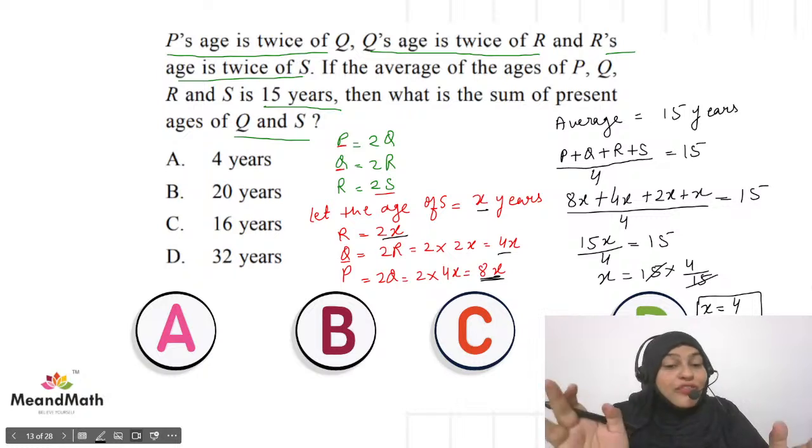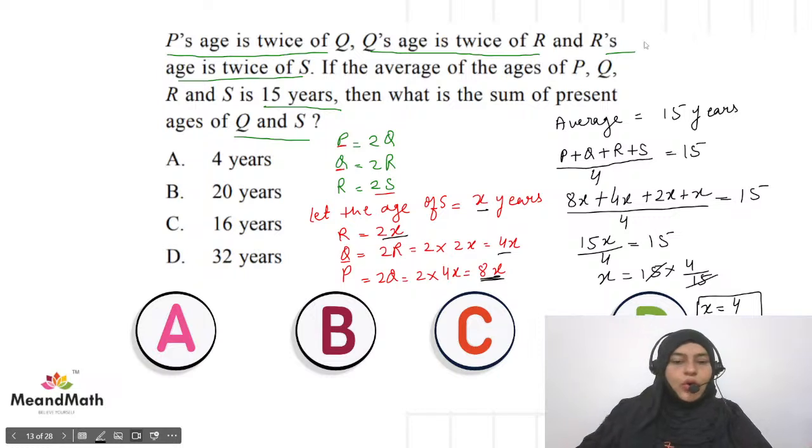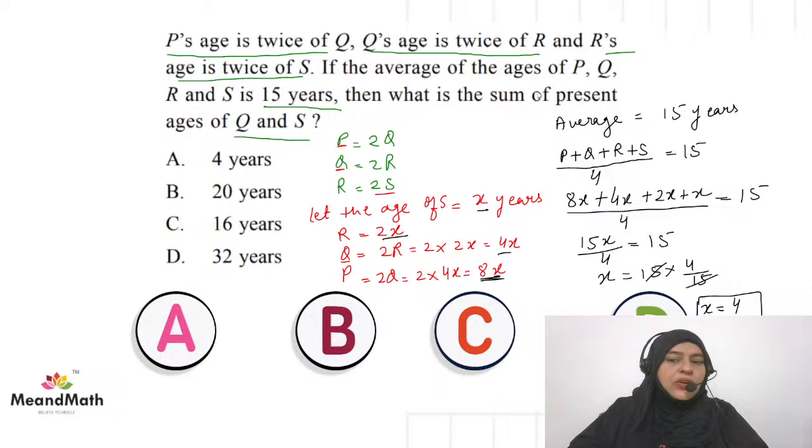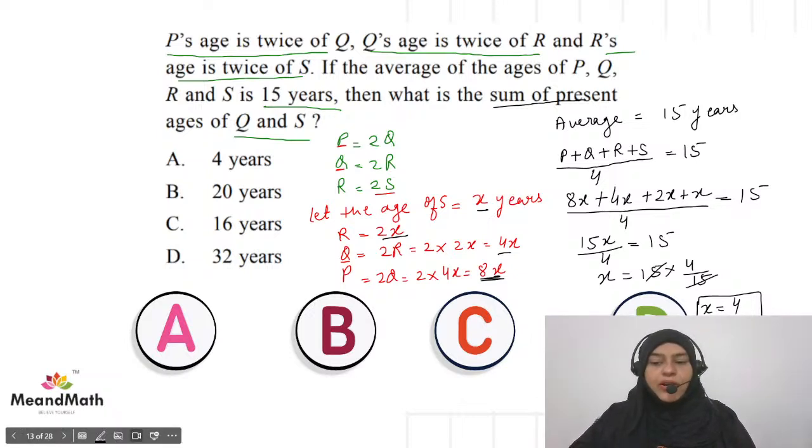Correct? Now when we have the value of X, we can find the ages of all of them. Right? So what will be the value of S? S is equal to X. There is no need to find all, because they are asking the sum of Q and S. So let's find Q and S. If X is equal to 4, then S age will be equal to 4 years, right? Because it is equal to X.